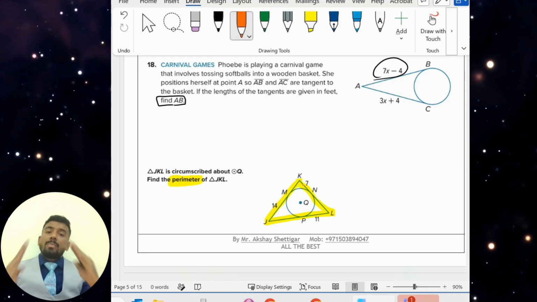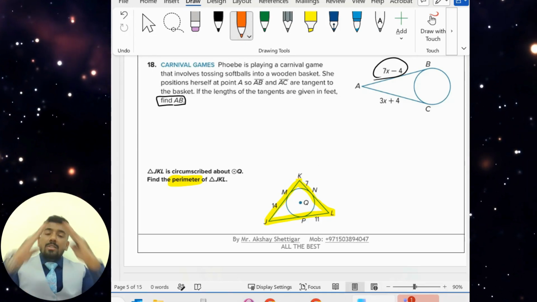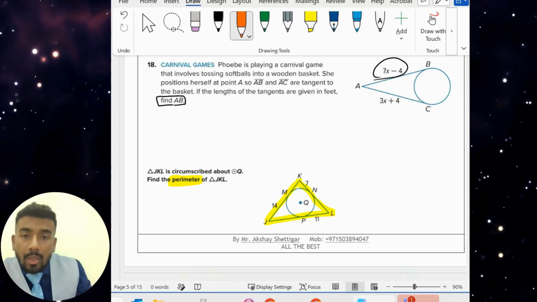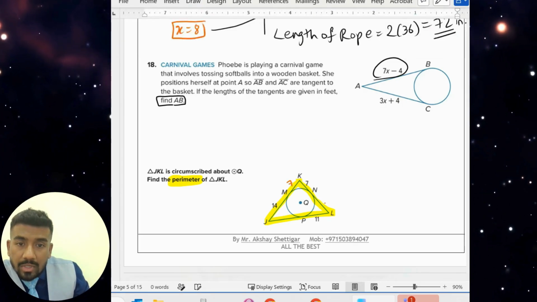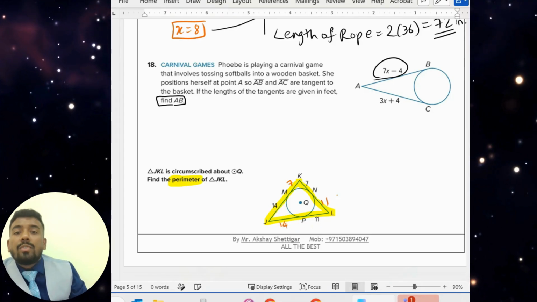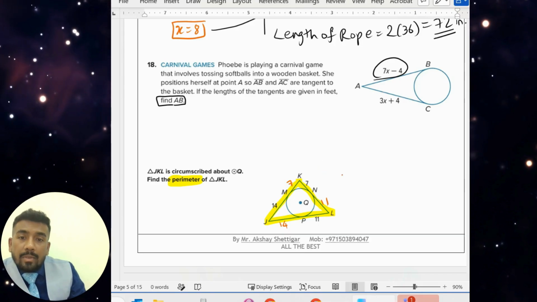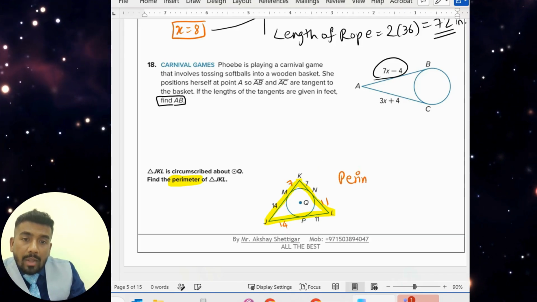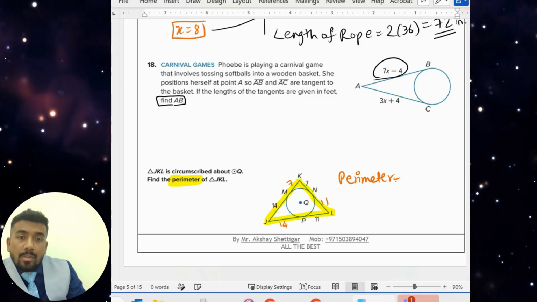We know by the tangent rule, the two tangents will always be equal. So if this is 7, this is also 7. If this is 11, this is also 11. If this is 14, this is also 14. So what will be the total perimeter? Add them all together. So what will it be?